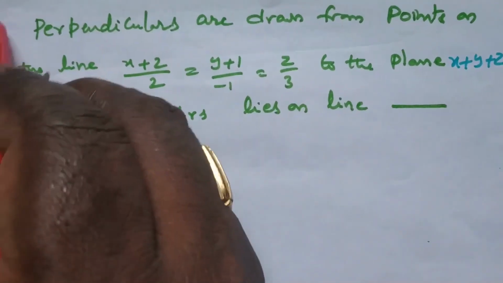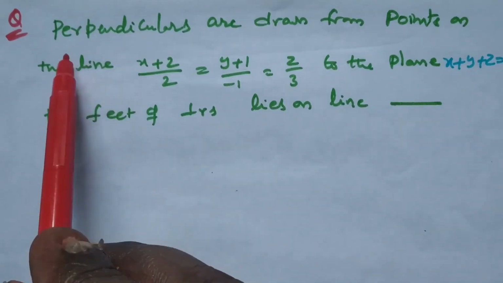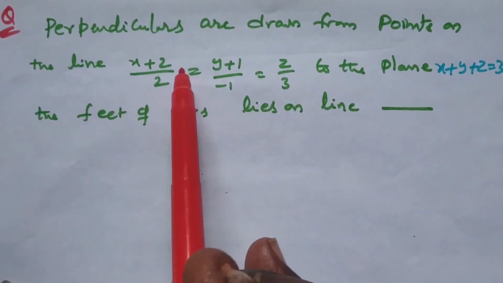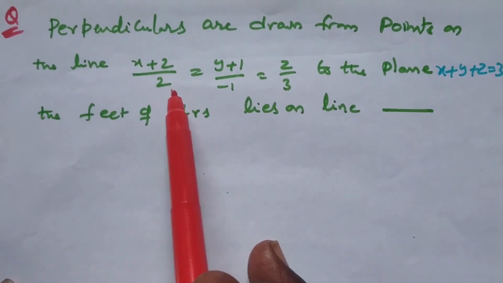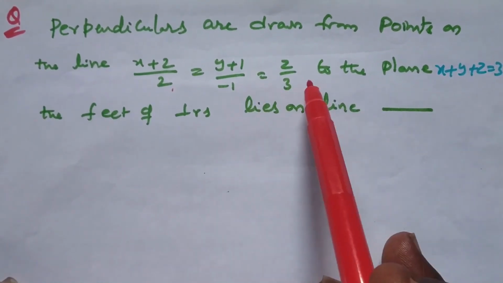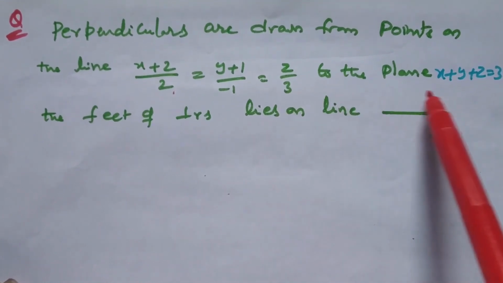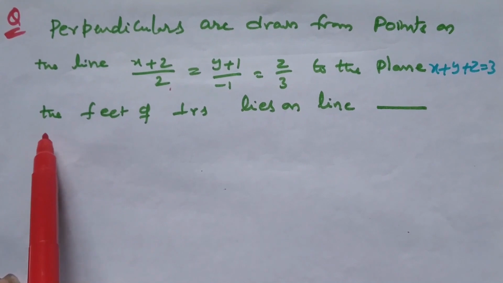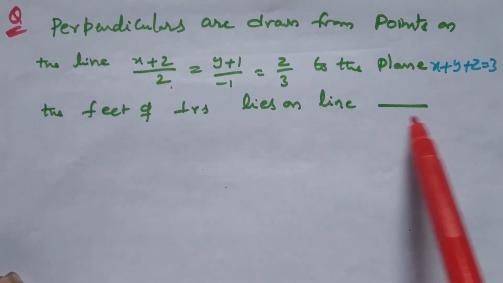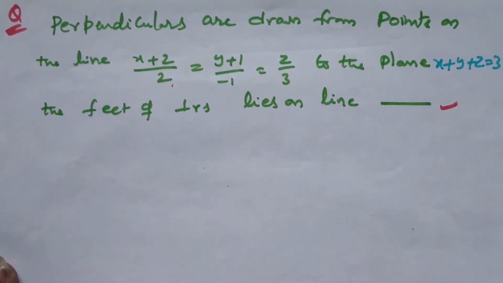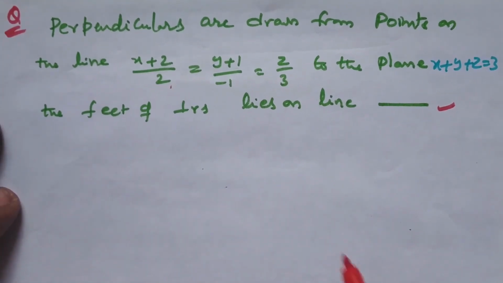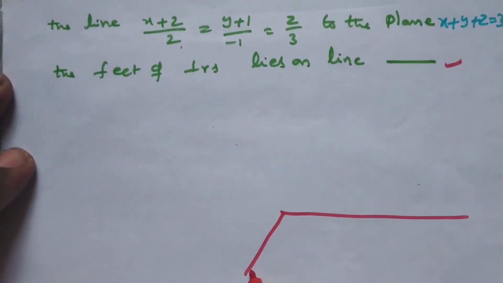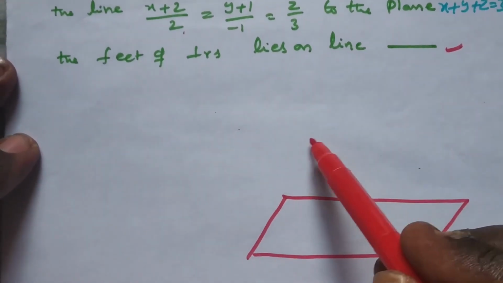Now see this question related to the above concept. Perpendiculars are drawn from the points on the line (x plus 2) by 2 is equal to (y plus 1) by minus 1 is equal to z by 3 to the plane x plus y plus z equal to 3. The feet of perpendiculars lie on the line dash. This is the question. That means what is given to you: one plane is given to you, that is x plus y plus z equal to 3.